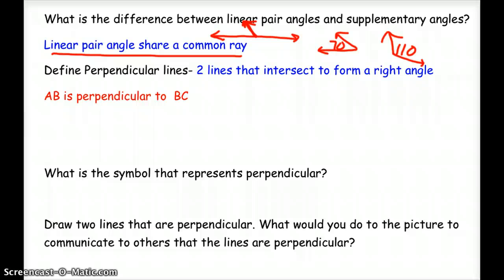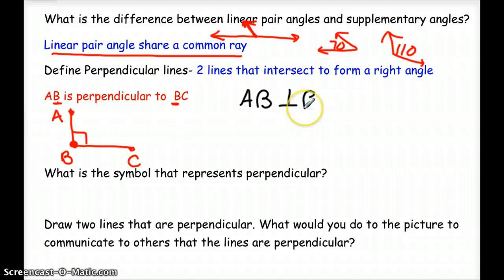All right, so now I'm going to draw a picture. This is crucial, people. AB is perpendicular to BC. So I'm going to draw AB, and I need BC. They're going to share B. There's A, and there's BC. And it's perpendicular. So perpendicular means right angle. So what you need to do, once you see AB perpendicular to BC, then you have a right angle.